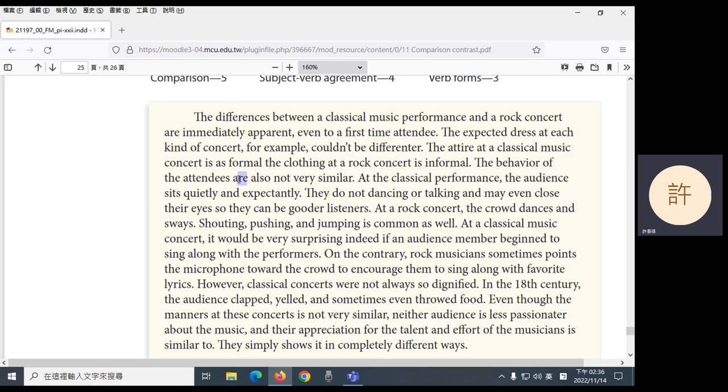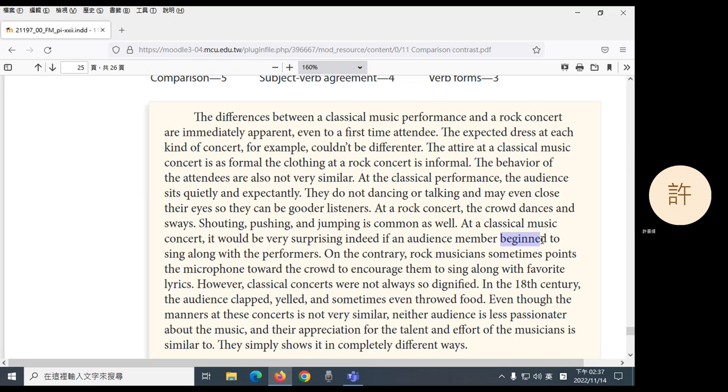The next mistake is here. Behavior is singular, 它是单数. So this should be is. The next mistake is here. They do not. This should be dance. And therefore, this should be talk. Next mistake your classmate found, this should be better. The next mistake is here. Shouting, pushing, and jumping are three things, not one thing. So it's are common.